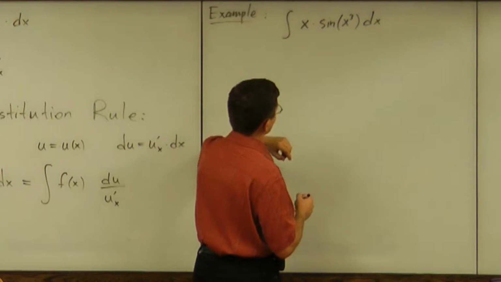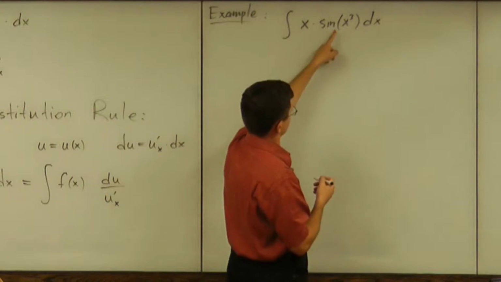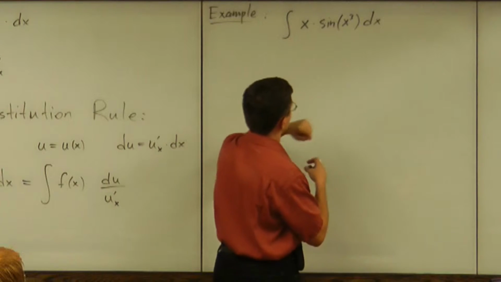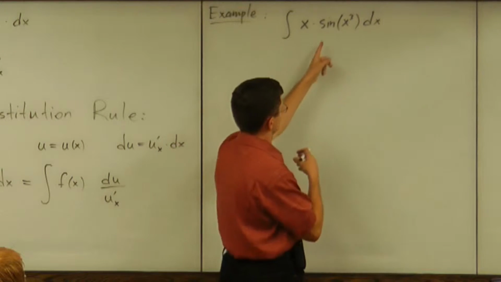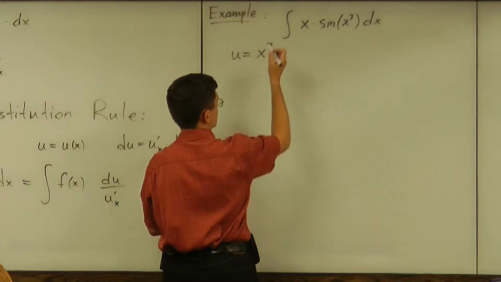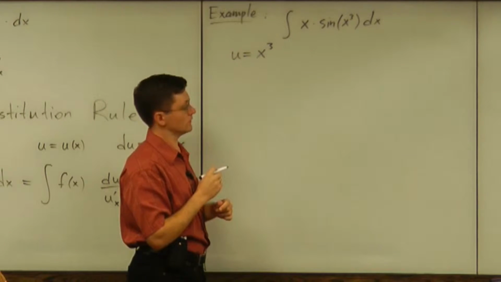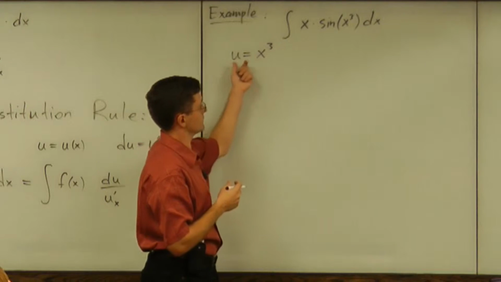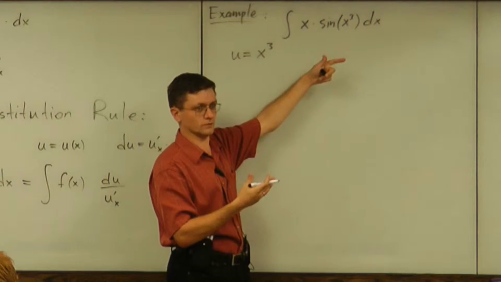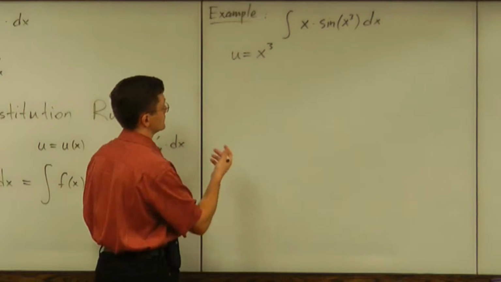I see that x cubed is sitting inside of the sine, and I hope to get rid of that by introducing u equals x cubed, and then hoping that I will end up integrating sine of u. And I know how to integrate sine of u. It's negative cosine of u.